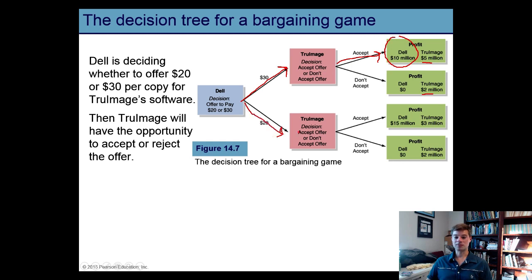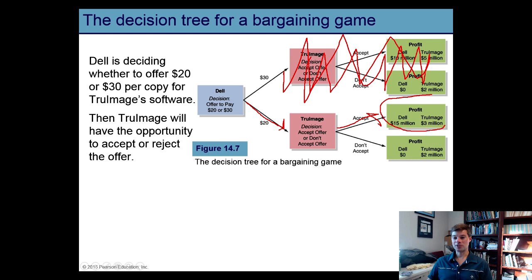Dell gets to move first. If they offer $20, then Trulmaj would learn that they're at the second node. Trulmaj would maximize profits by picking to accept the offer, and this means Dell's profits would be 15 million. Since 15 million is greater than 10 million, this means that what Dell will in fact do is they will offer a price of $20. Trulmaj will accept. This eliminates the top half of the decision tree from occurring, and Dell's profits will be 15 million and Trulmaj's will be 3 million.